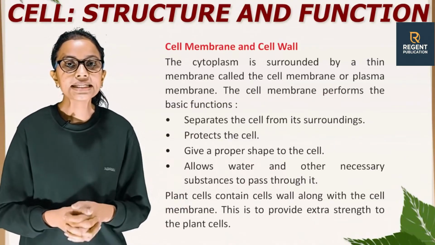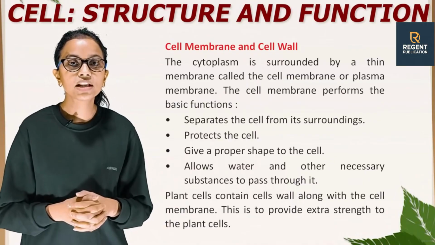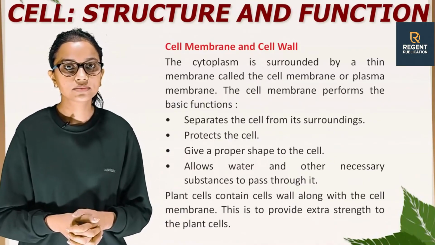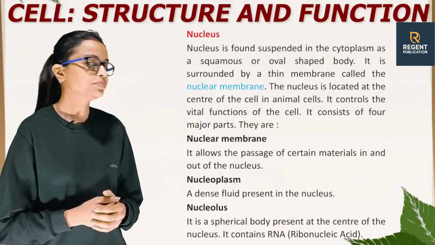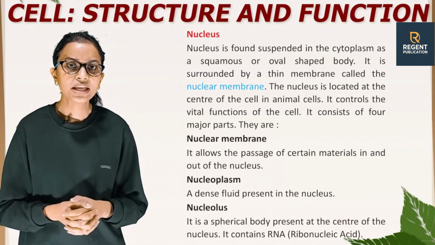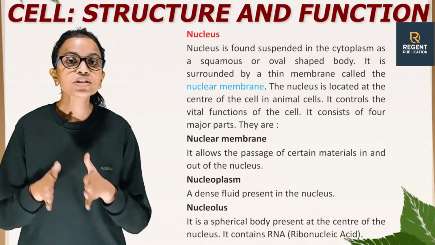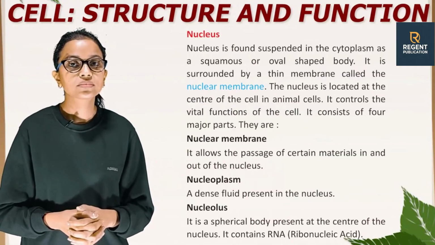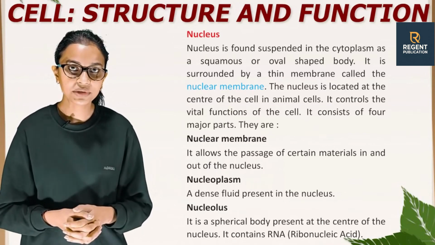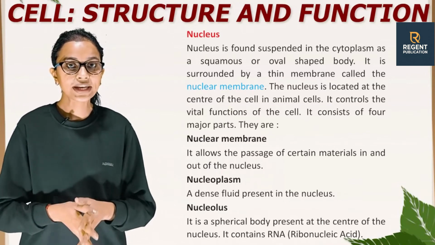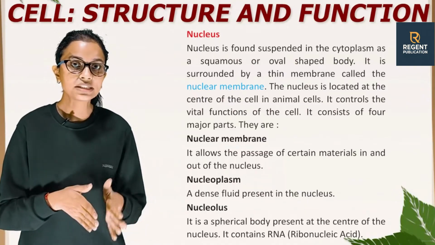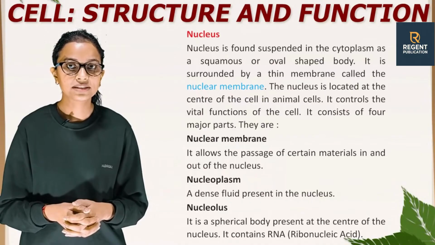Plant cells contain a cell wall along with the cell membrane. This is to provide extra strength to the plant cell. Nucleus. Nucleus is found suspended in the cytoplasm as a spherical or oval-shaped body. It is surrounded by a thin membrane called the nuclear membrane. The nucleus is located at the center of the cell in animal cells. It controls the vital functions of the cell.